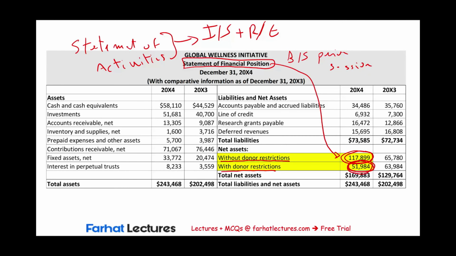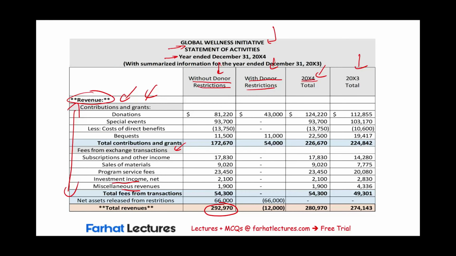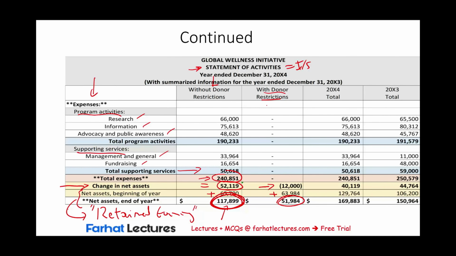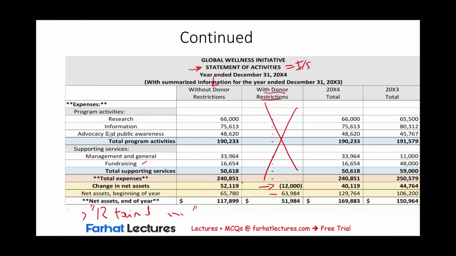51,984 reconciled to the balance sheet. Now, a few things I want to tell you about the income statement. Notice here we have revenues for both with and without donor restriction, and we have no expenses with donor restriction. Hopefully you noticed this. If you look at with donor restriction, there are zero expenses. We're going to explain why in a moment.